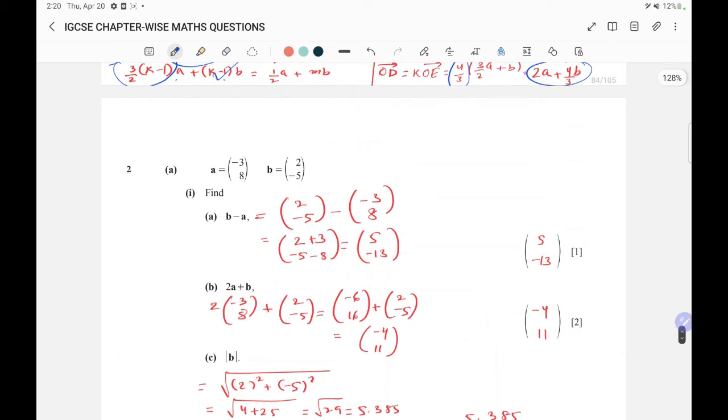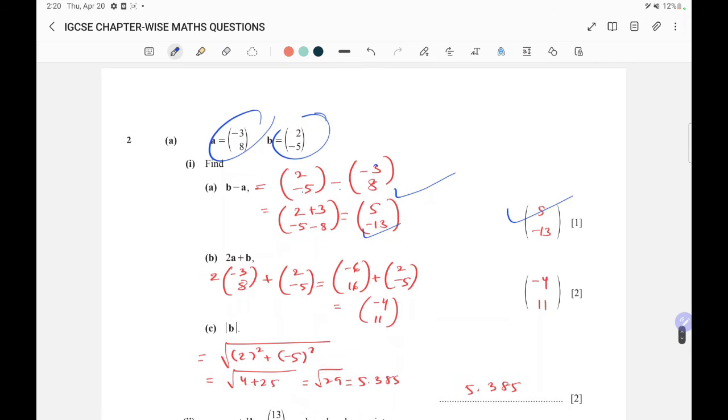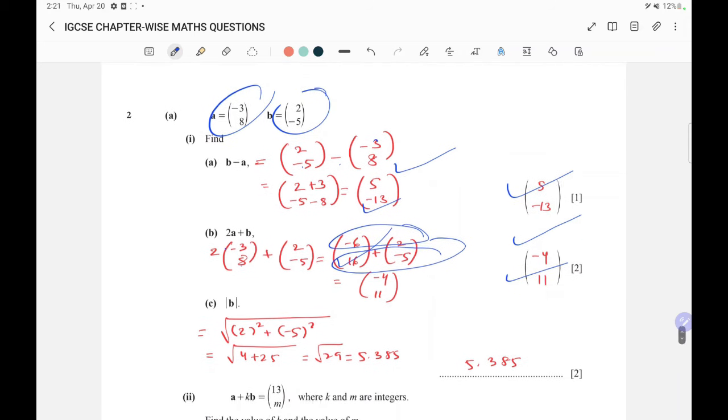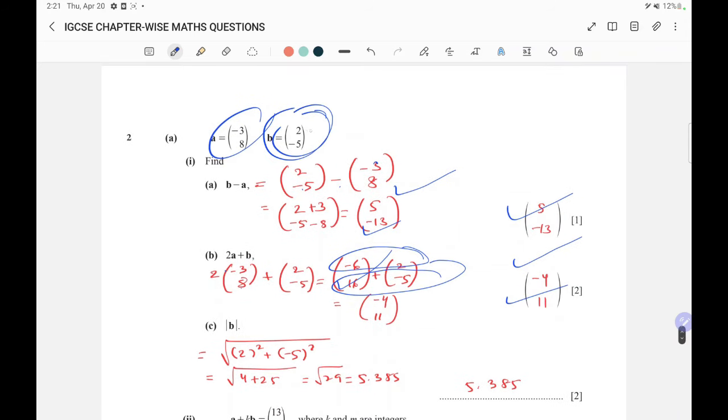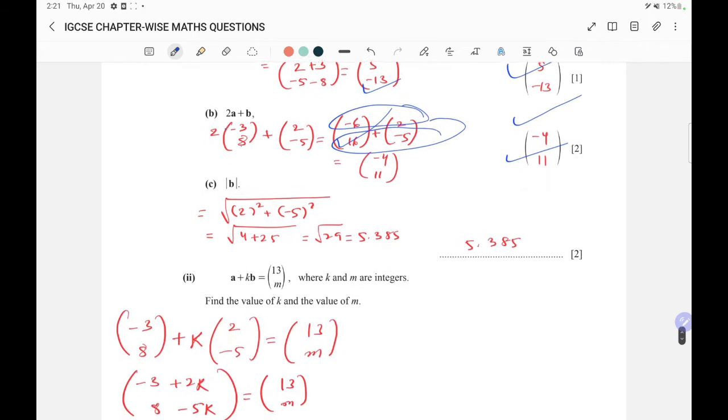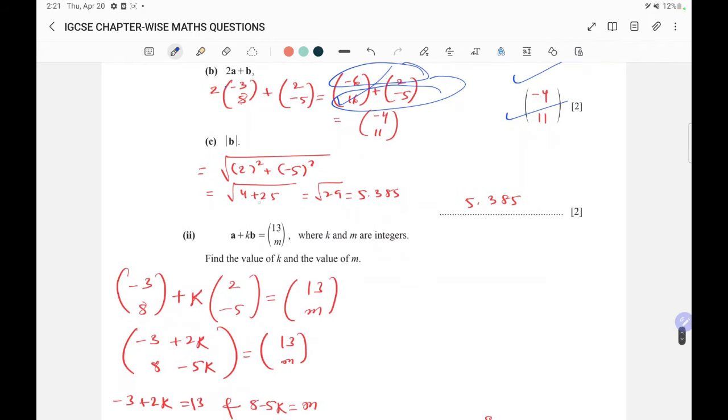Now question number 2, B minus A. Just write B, then write A, then subtract: minus 2 minus minus 3 is 2 plus 3, 5, and minus 8 minus 13... so 5, minus 13. Now 2A plus B: A is minus 3, 8 and B is 2, minus 5. So 2 times minus 3 is minus 6, 2 times 8 is 16, and minus 6 plus 2 is minus 4, and 16 minus 5 is 11. Now mod B, the magnitude: root of 4 squared plus minus 5 squared, so 4 plus 25, root 29.